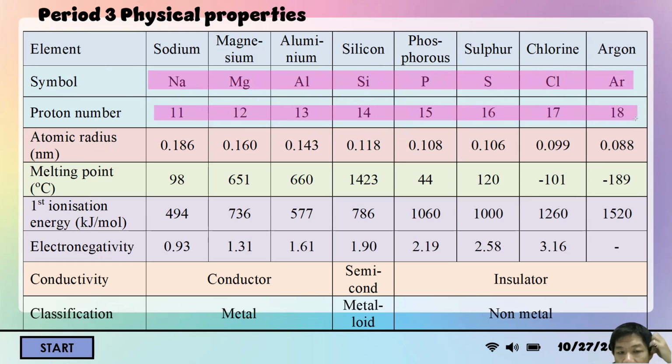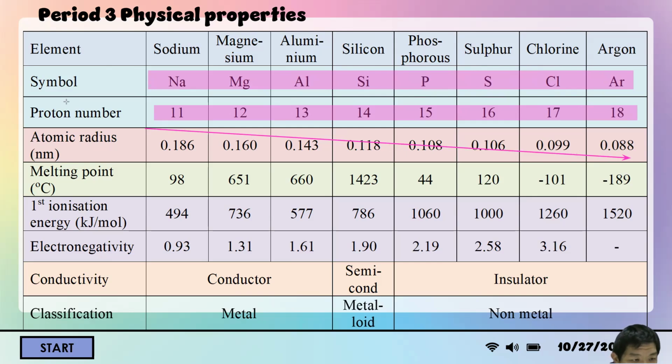Okay, so let's have a look at the trend of these physical properties generally, and then we are going to discuss their properties one by one. Starting from the first one, atomic radius. As you can see from the values here, you can generally conclude that going across the period, atomic radius decreases.